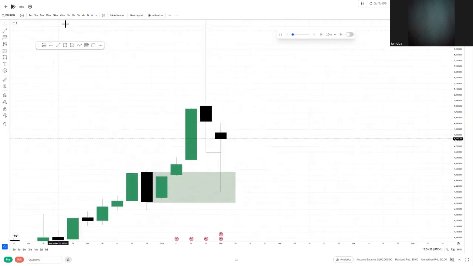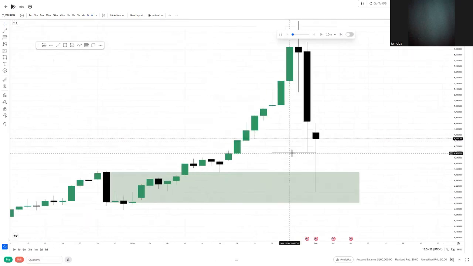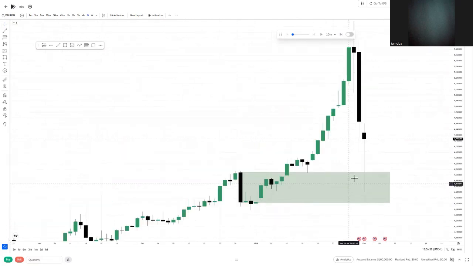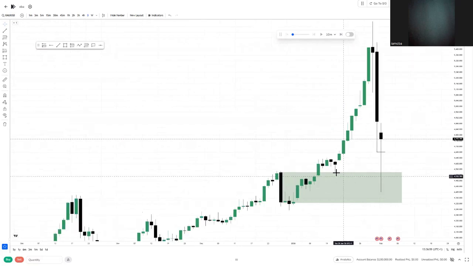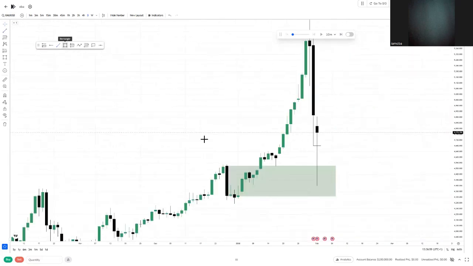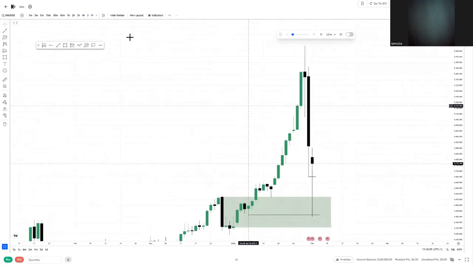Yeah, and we can go to the daily time frame. You can actually see what we are rejecting from, the weekly order block, which is the previous weekly low. And once the previous week low is taken out, we know the previous week high is going to be taken out.